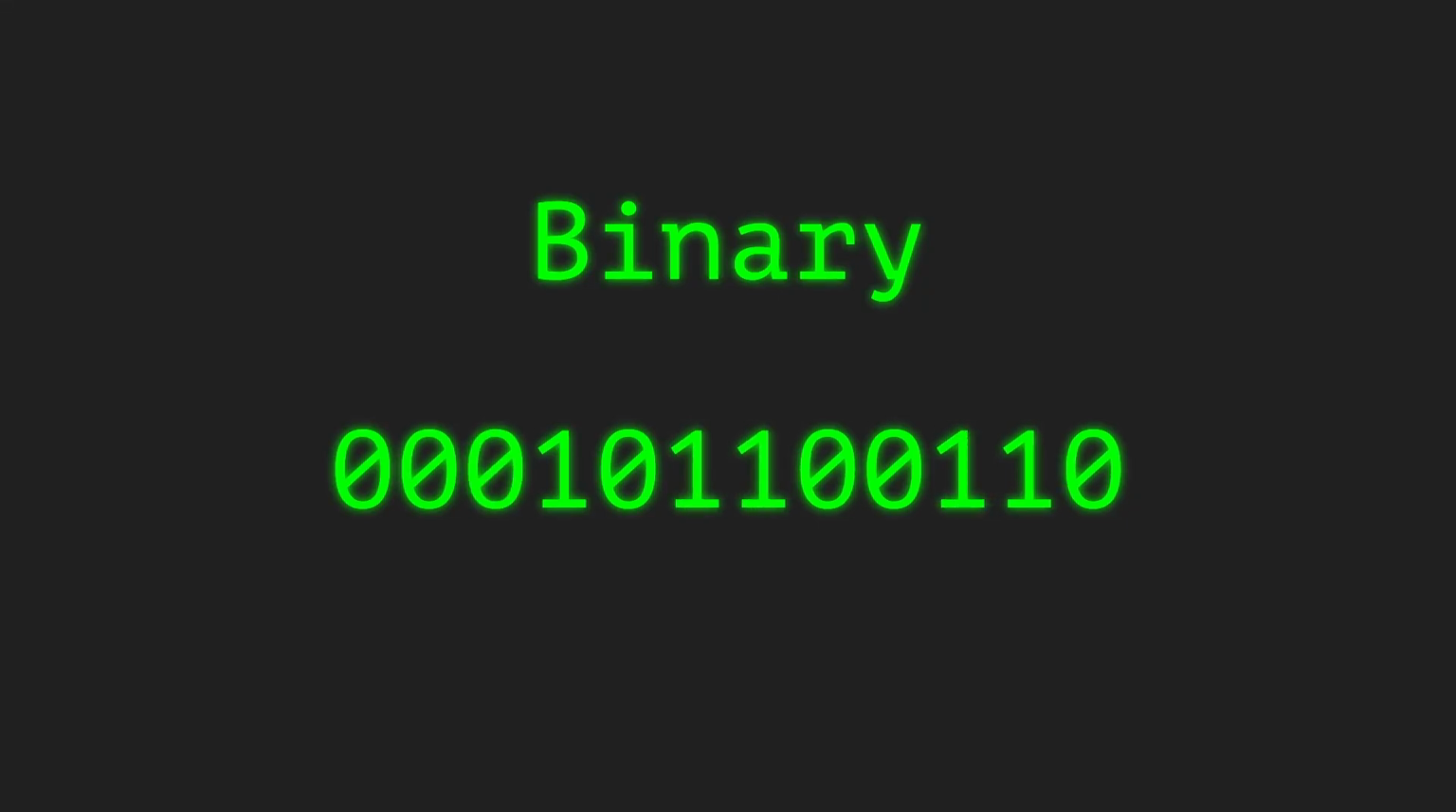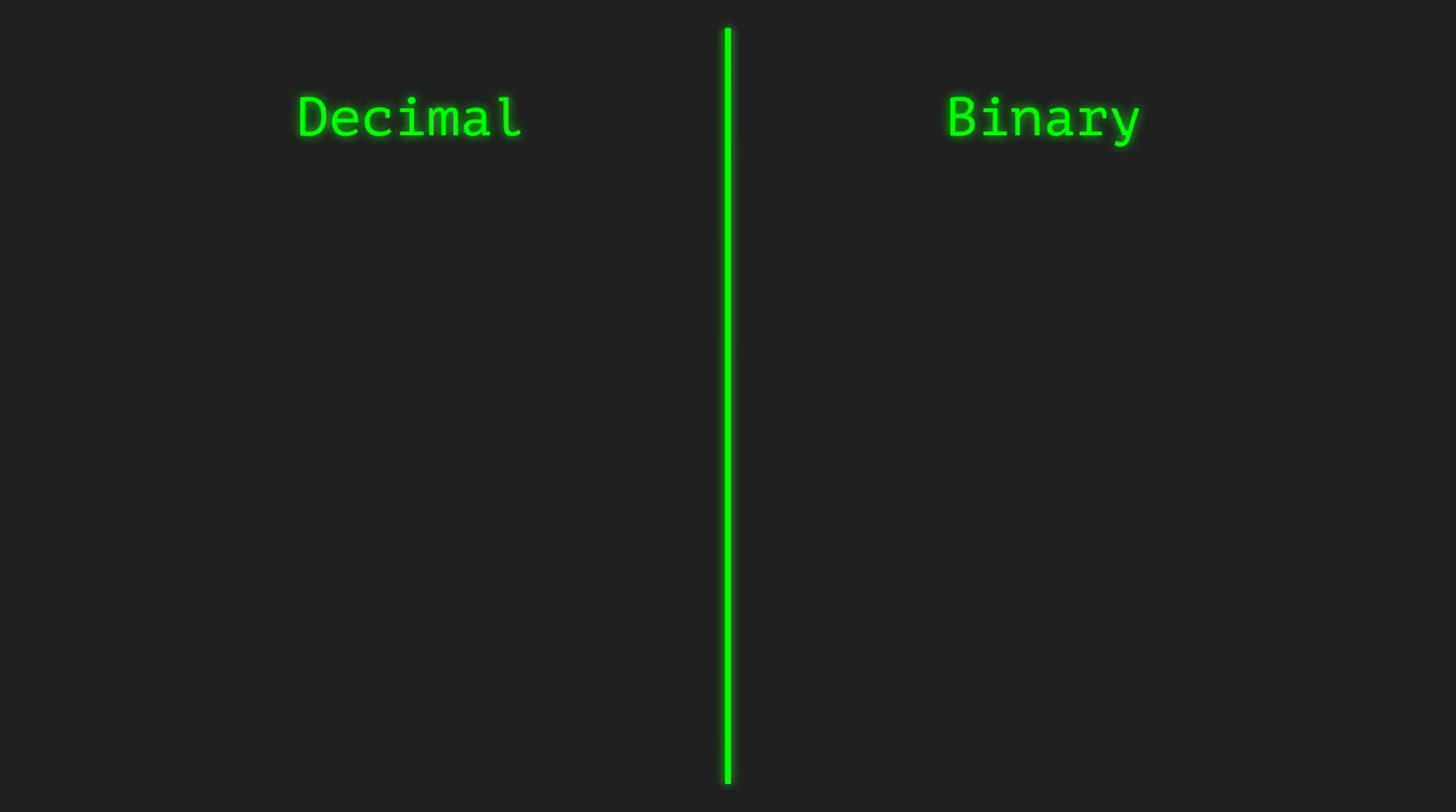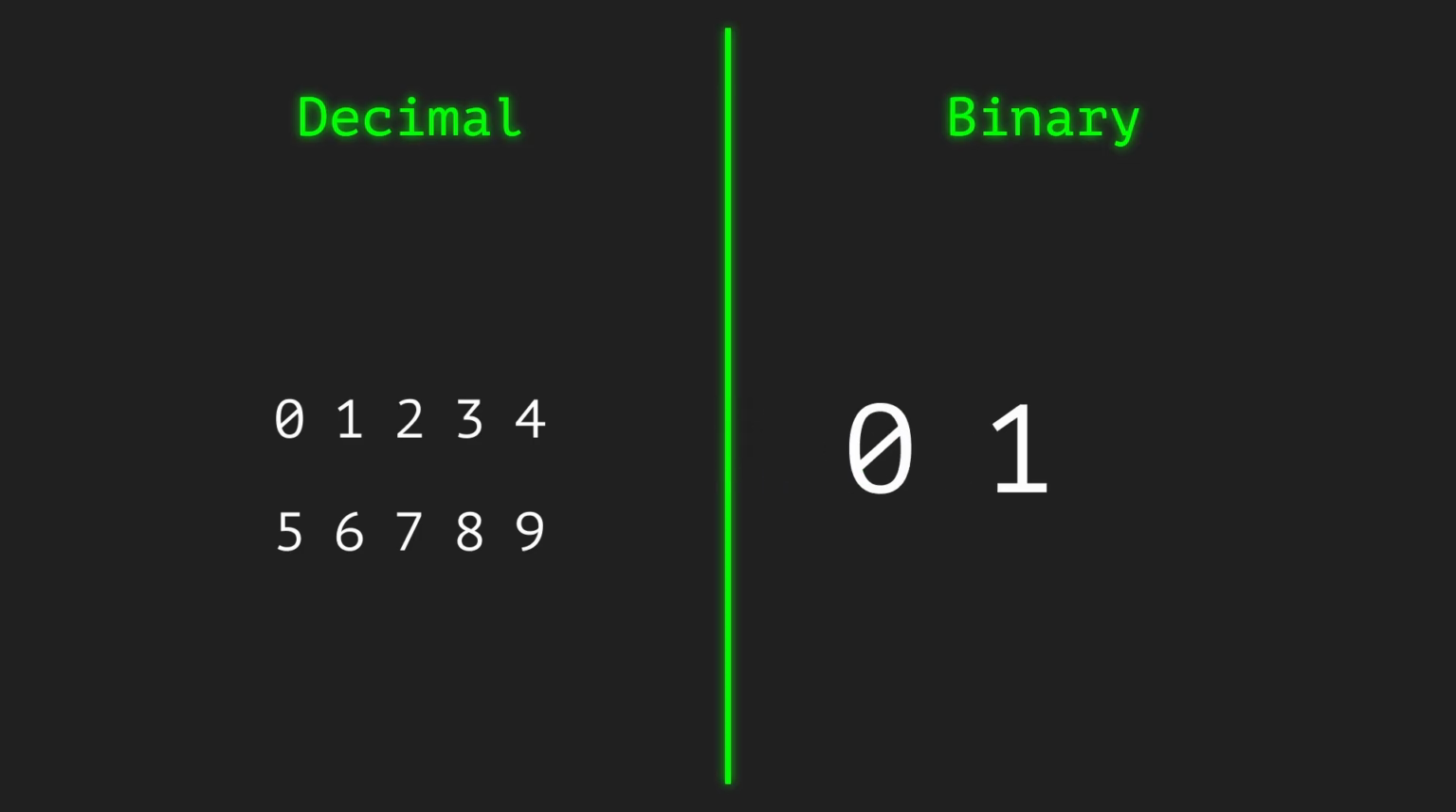Today we're going to be breaking down how computers are able to count while only using the digits 0 and 1. Let's start by comparing the decimal number system, which is the number system we use every day, to the binary number system that computers use. A decimal number system uses 10 digits, 0 through 9. However, the binary number system only uses 2 digits, 0 and 1.